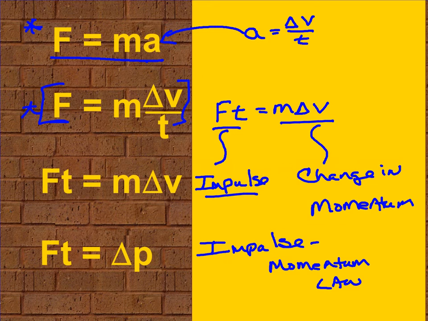Now, what this also means is if you do not have an impulse, if you have no force applied, then you're not going to have a change in momentum. So your object is just going to keep going on at its steady speed.